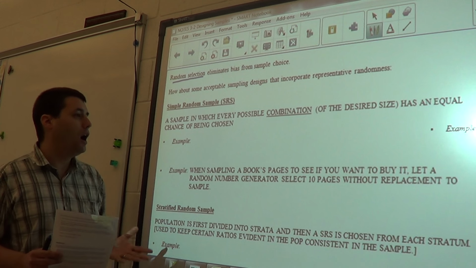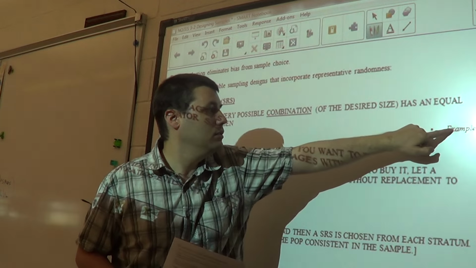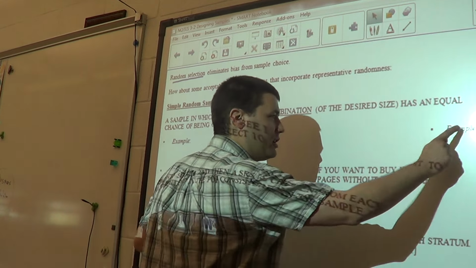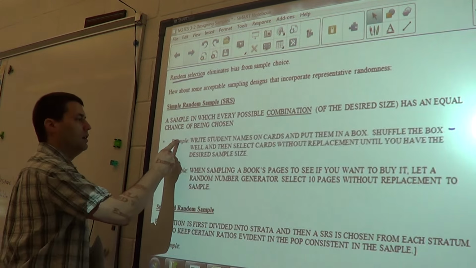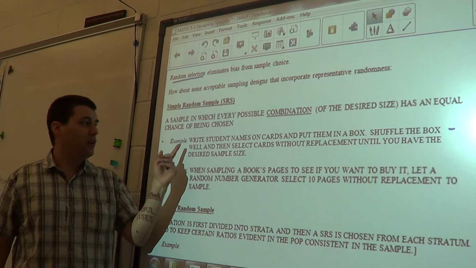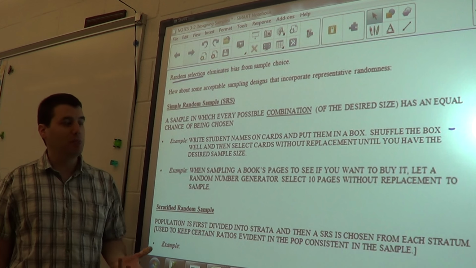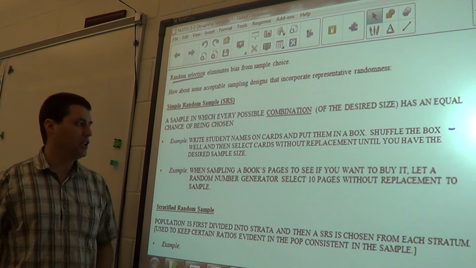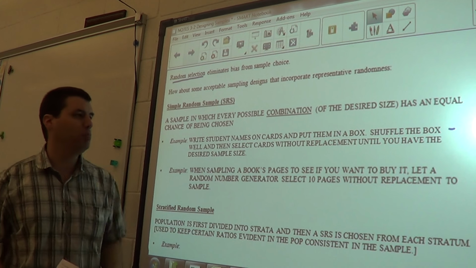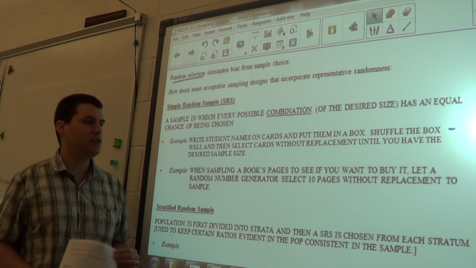I'm going to give an example here. So say we write student names on cards, we put them in a box, we shuffle that box really well, and then select cards without replacement until you have the desired sample size.